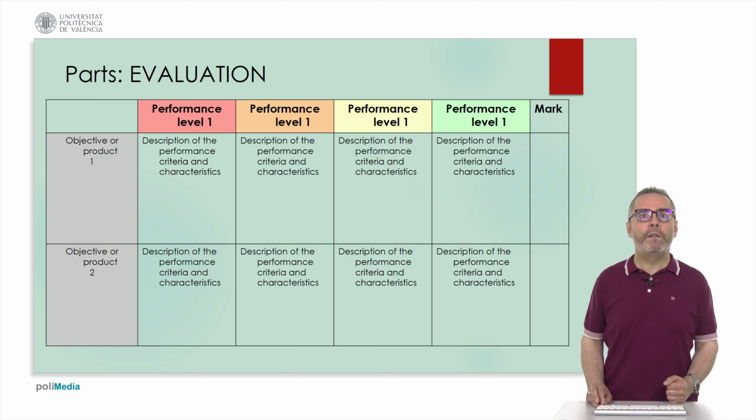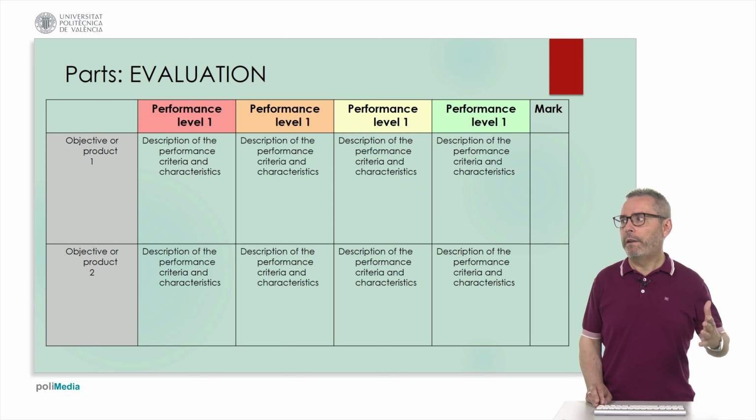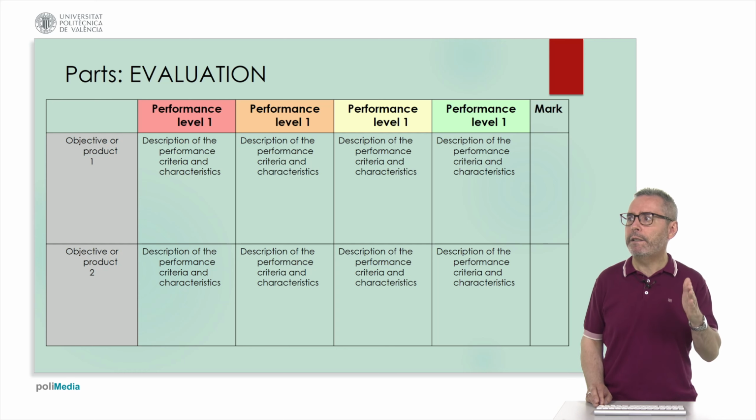Here we have an example of a rubric. Here we have the objectives or products that have to be evaluated, and then the description of the criteria organized in levels, normally 4 or 5 levels, no more than that, and this could give us finally a score, a mark. That's not a problem.